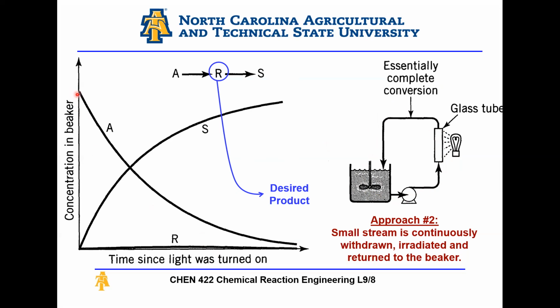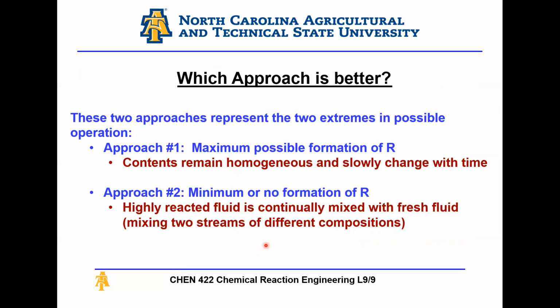If I take a look at the products in this case, I have A, and this is the concentration in the beaker. Initially, it's only A, and then A will drop and S will increase. As you notice, there is no R, because I take a small amount of A here, react it completely to S, and only return S back to the beaker. So the amount of R available in the beaker is very low, almost 0. This is the other extreme where I have 0 R, compared to approach 1, where I had a maximum amount of R. These two scenarios give you an idea about the approaches you could use to try to maximize the conversion of this intermediate species. So when we think about it, which approach is better? These two approaches represent the two extremes in the possible operation.